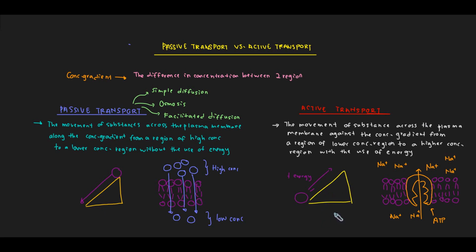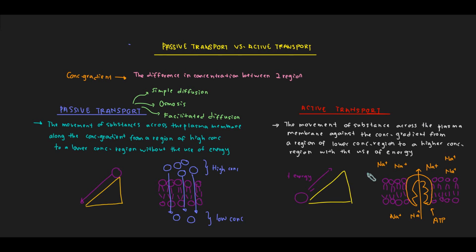So now we can conclude that active transport is something that requires energy, and it requires a carrier protein, or it is facilitated, and the next thing is that it is against the concentration gradient.